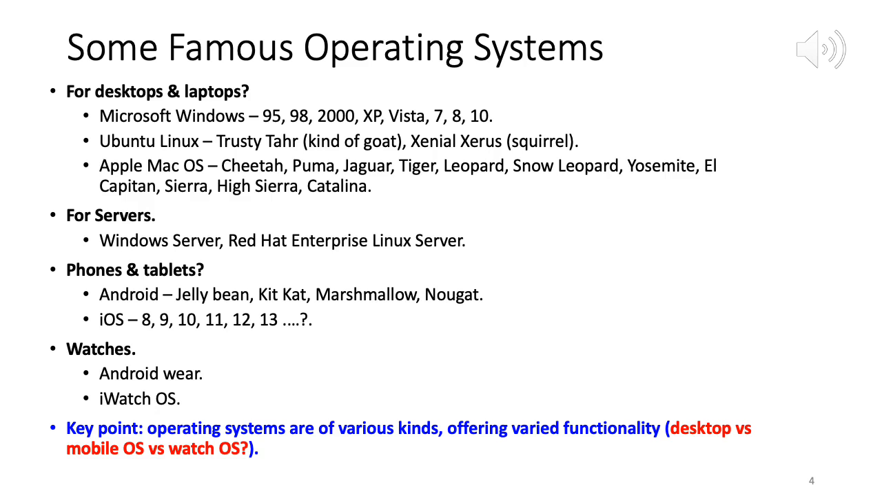Like we have for mobile operating systems. So likewise, we have OS versions for servers also. Windows Server, Red Hat Enterprise Linux Server. OS versions for phones and tablets. Android, we know that it names based on certain sweets. So Jelly Bean, KitKat, Marshmallow, Nougat. So what's the name of the latest Android? Right, so what's the name of the latest Android?